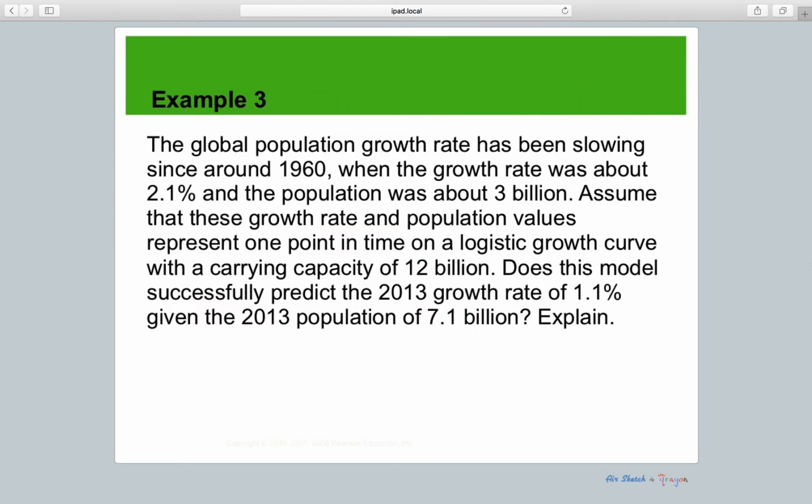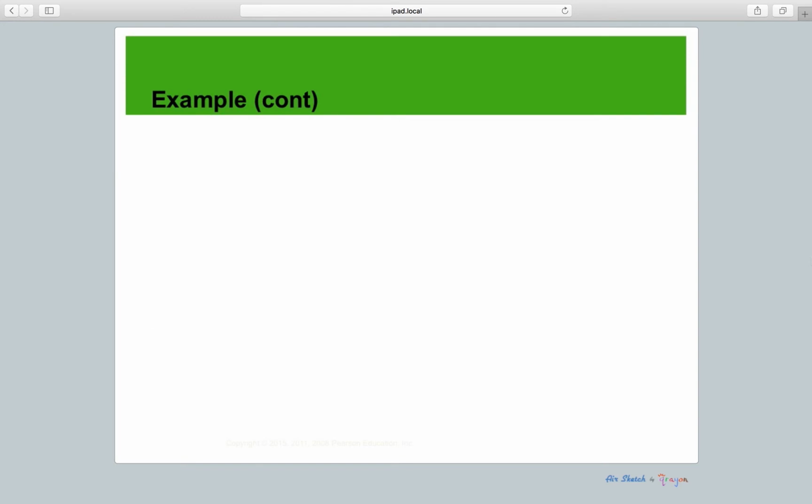It says the global population growth rate has been slowing since around 1960, when the growth rate was about 2.1%, and the population was about 3 billion. Assume that these growth rate and population values represent one point in time on a logistic growth curve with a carrying capacity of 12 billion. Does this model successfully predict the 2013 growth rate of 1.1%, given the 2013 population of 7.1 billion? Explain.